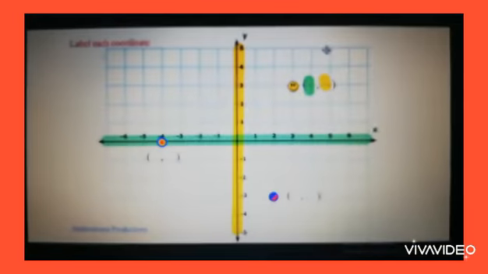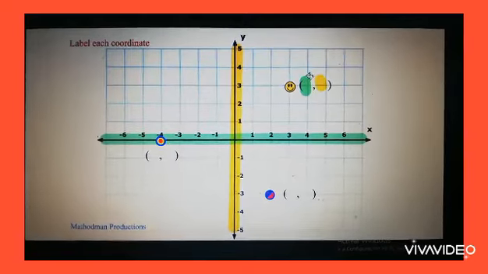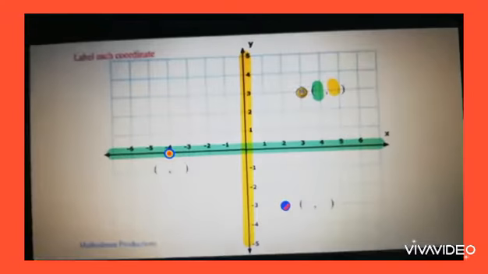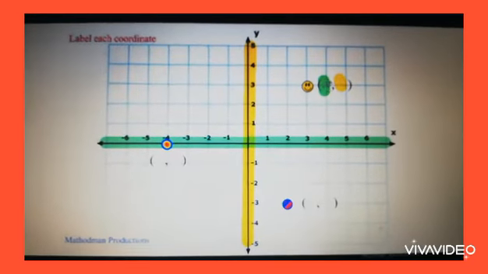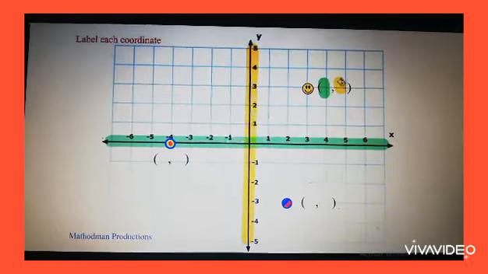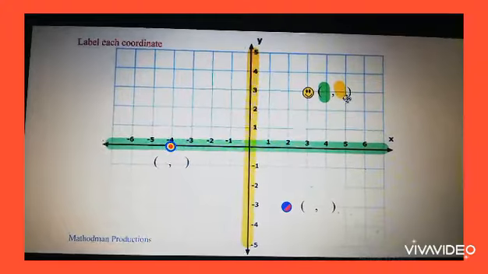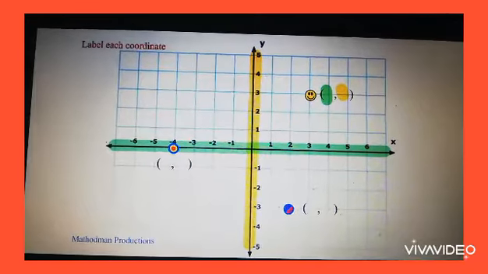Good morning, 6th grade. For today's class, we're going to identify the x and the y coordinate of certain figures. For example, we look for the x coordinate of the happy face first, and then we look for the y coordinate of that happy face.